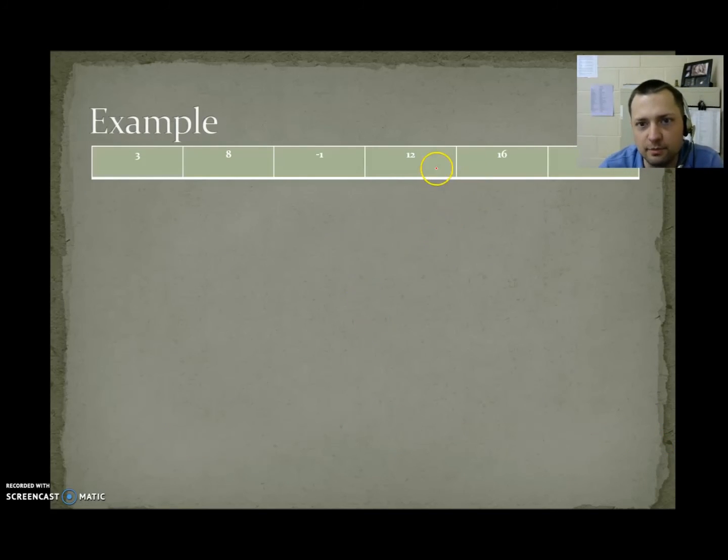Alright, so an example. Here we have a list of 6 things, and we have to merge sort them. The first thing we do, we don't even look at the list as an order. We say, okay, well let's cut this list in half. We should really have a list of 3, 8, minus 1. The other list is 12, 16, and 4.